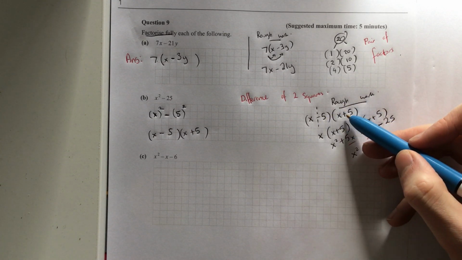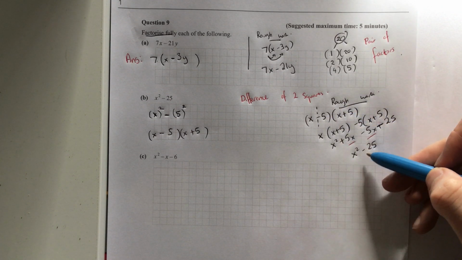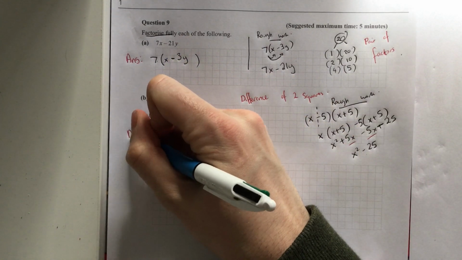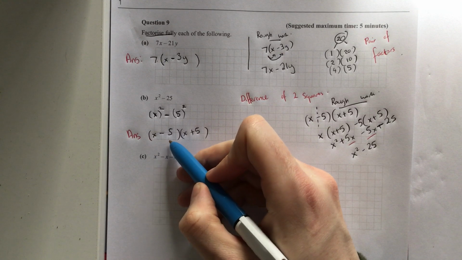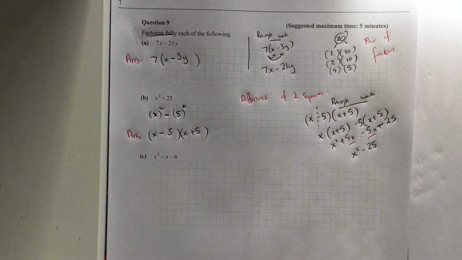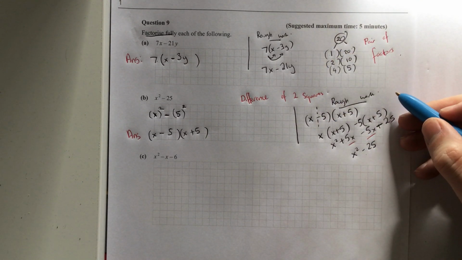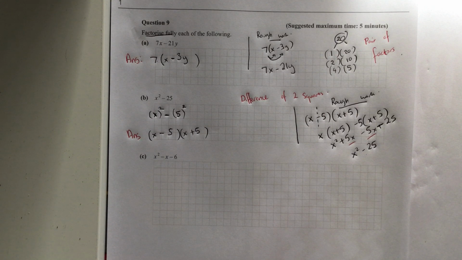So are my factors giving me originally what I had? They are. So therefore the correct answer for this fully factorized is bracket x minus 5, bracket x plus 5. Now, you might ask yourself, do I have to do the rough work on this? You don't, but it might be worth pursuing if you're unsure if your answer is correct or not.